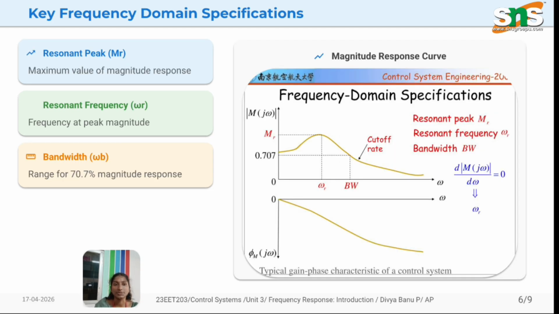The key frequency domain specifications are resonant peak, resonant frequency, and bandwidth. This plays a major role. The resonant peak is the maximum value of the magnitude response, whereas the resonant frequency, mentioned as omega r, is the frequency at peak amplitude. And the bandwidth ranges up to 70.7% of the magnitude response. Here we have typical gain phase characteristics of a control system, which indicate the resonant peak, resonant frequency, and bandwidth of the system. When the waveform reaches a peak and again comes down nearing zero value, that is what we call the cutoff rate.